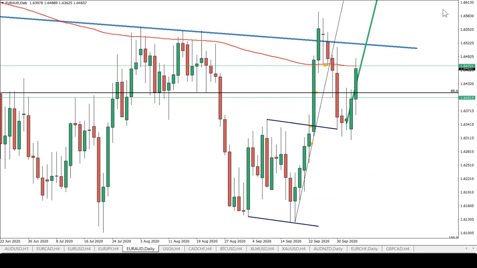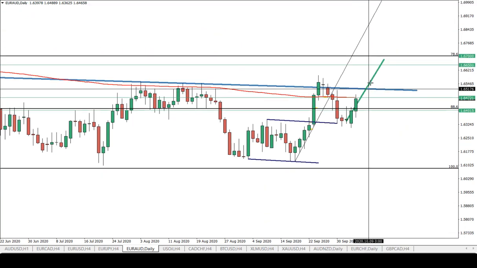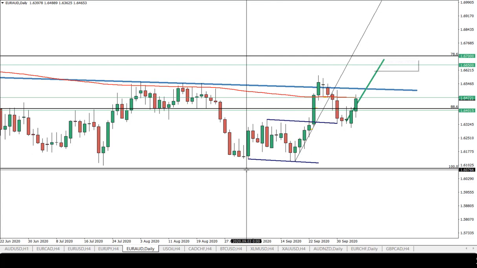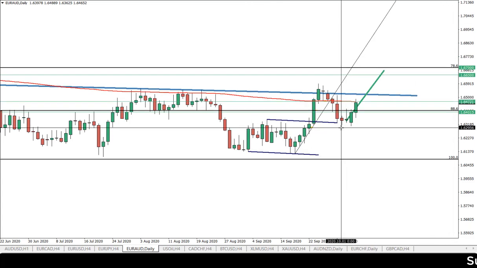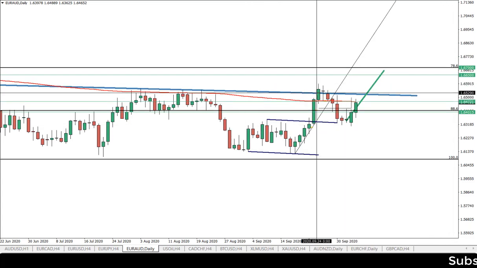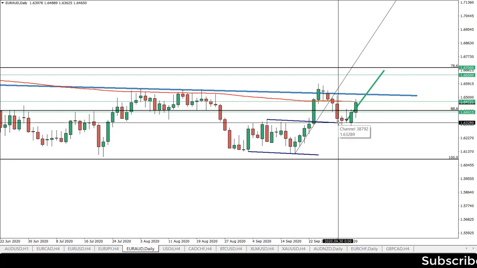Euro versus Australian dollar starting to rise. So yeah, waiting for the move to the upside. It looks very, very bullish to me, especially this breakout and this rejection.